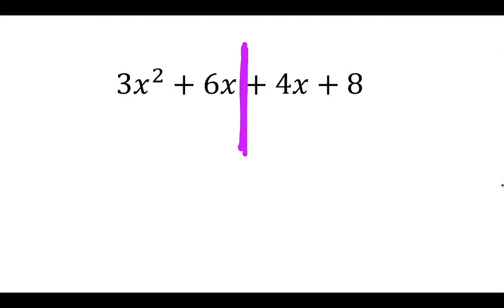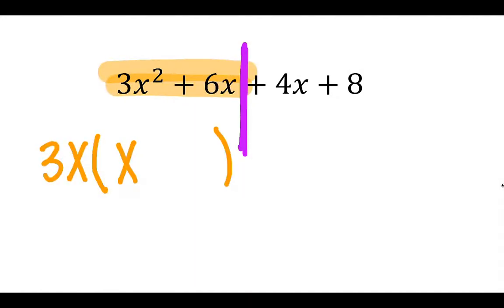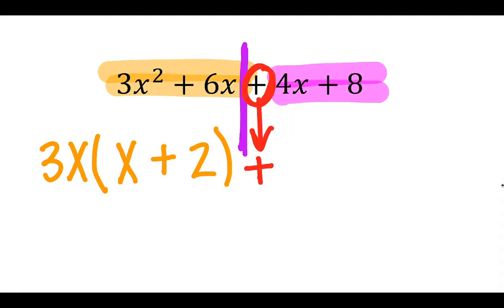So we're first going to find the GCF of 3x squared plus 6x. So I can take out a 3x, right? Then here I just need an x plus 2. You're going to keep the plus sign that you split down the middle. So there's a plus sign here in the middle of both these binomials. You're just going to bring it down and put the plus sign in between them. Then you're going to find the GCF of 4x plus 8.